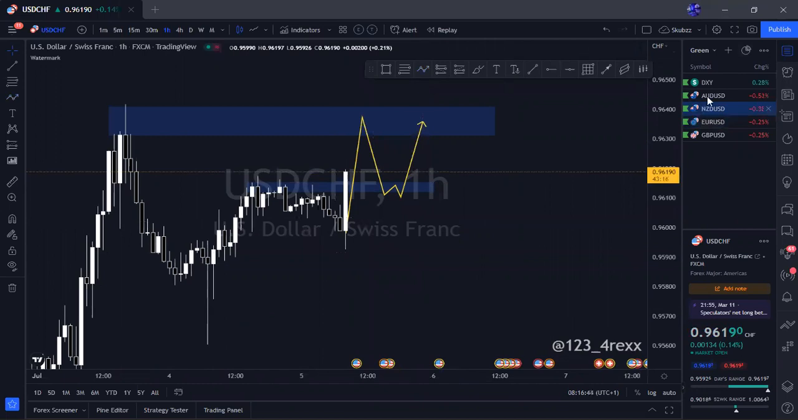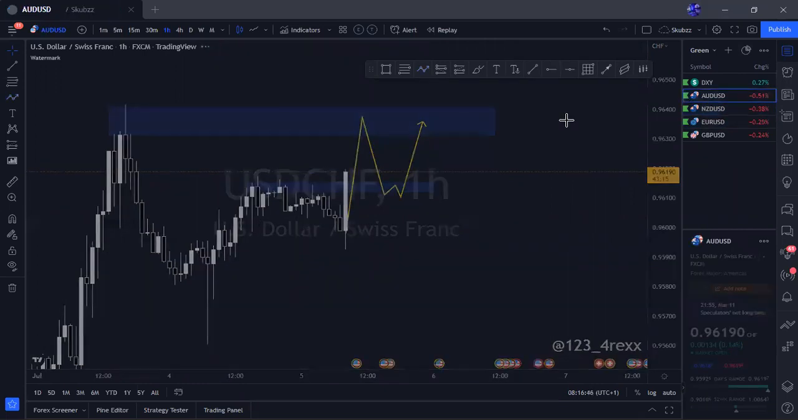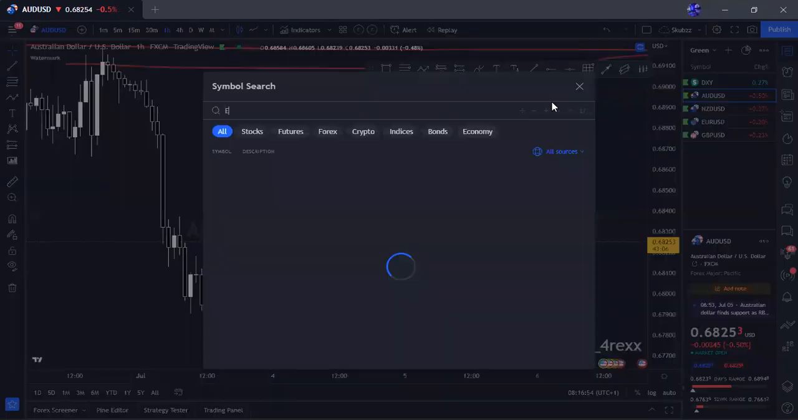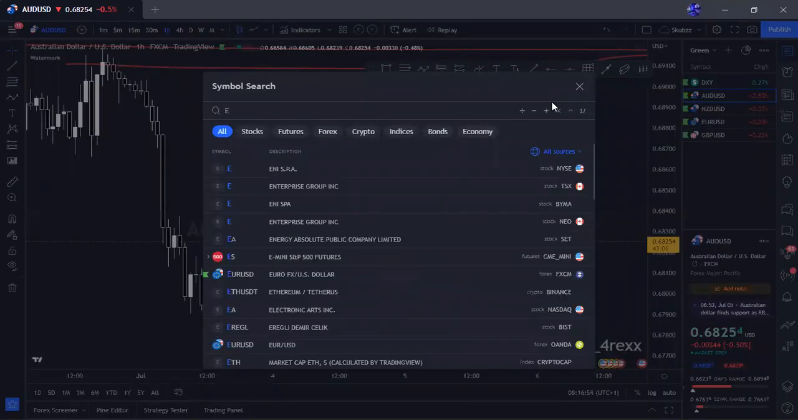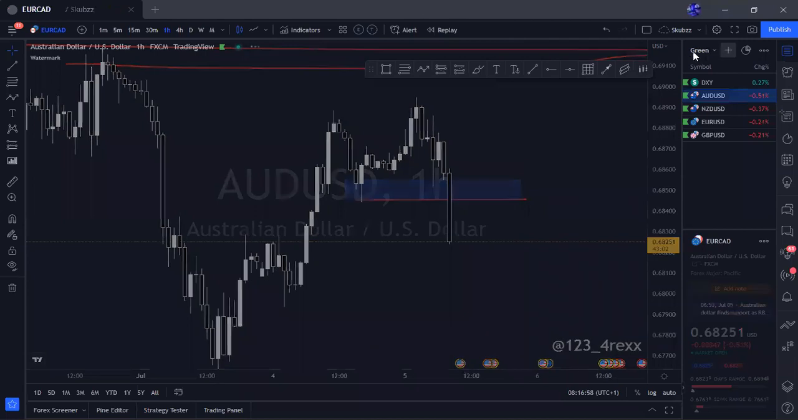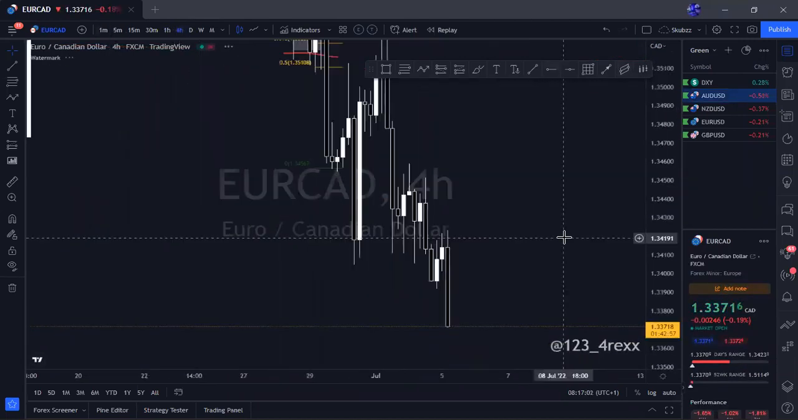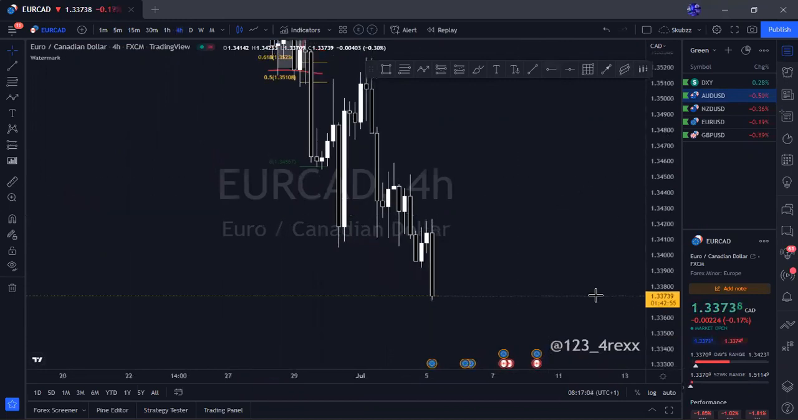So someone said I should take a look at this AUD. Let's take a look at it. Yes. Okay, wait. Before we take a look at AUD, someone said Euro. Okay. Let's take a look at it. We're bearish.